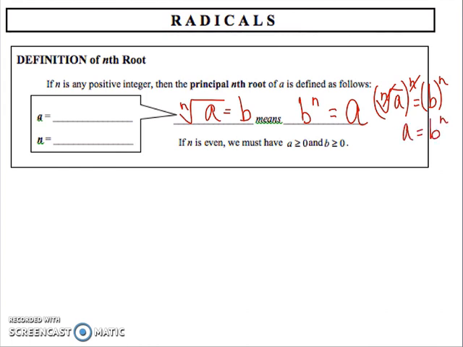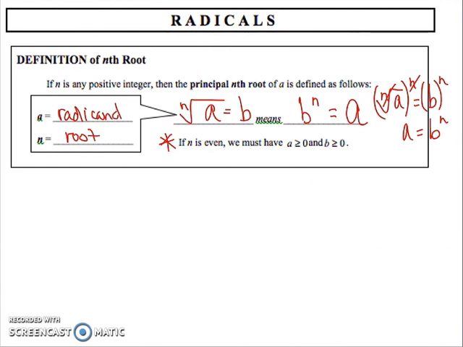Now this is important right here. If n is even, we must have a greater than or equal to 0, and we must have b greater than or equal to 0, okay? Basically, our radicand, which is a, that is what's under the radical, and our root, that is n, okay? So what we're saying here is that if our root is even, we have to have a number that's 0 or bigger under a radical.